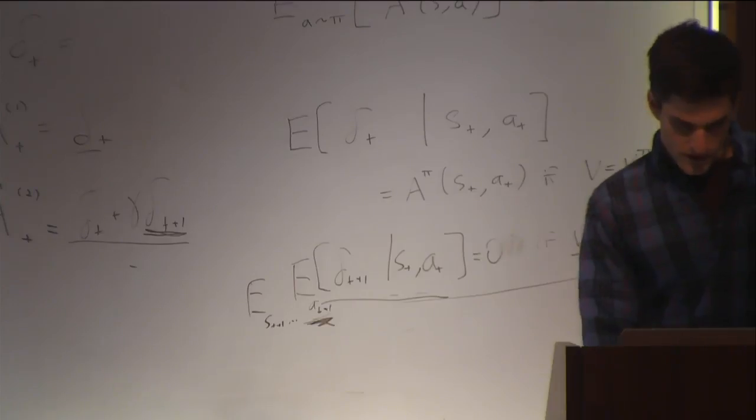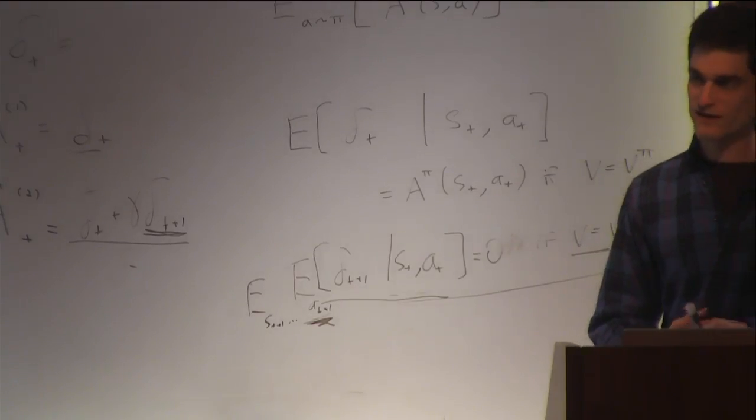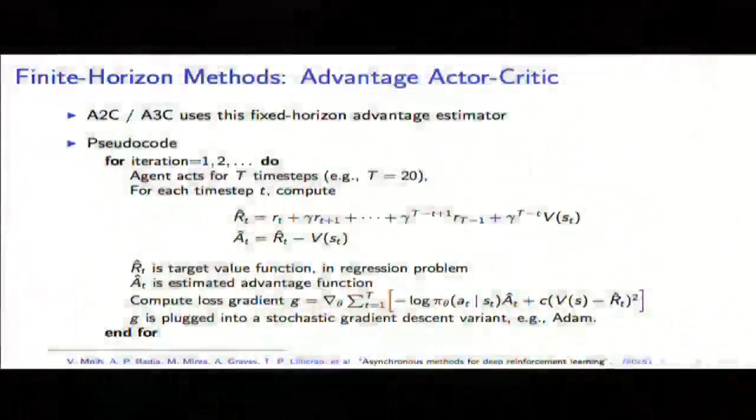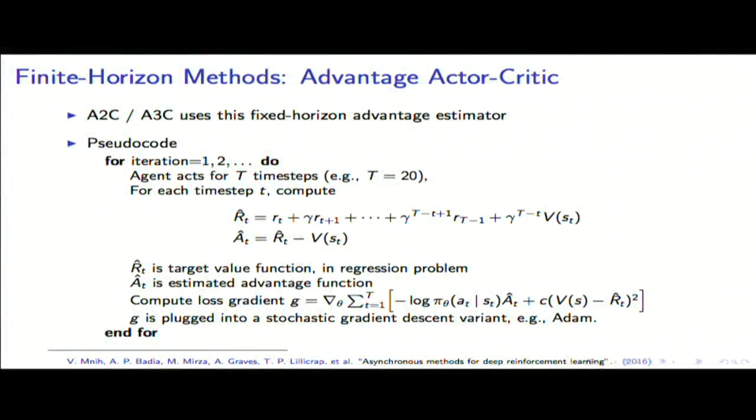Okay. So just as an application of these finite horizon estimators, this is something I showed in a previous class also. This is the A2C / A3C algorithm. What it does is it does a finite set of time steps. The agent acts for t time steps, for example, for 20. And then at each of these time steps, you compute the discounted sum of rewards over that interval, till the end of the interval you just collected. And you compute the advantage estimator here.